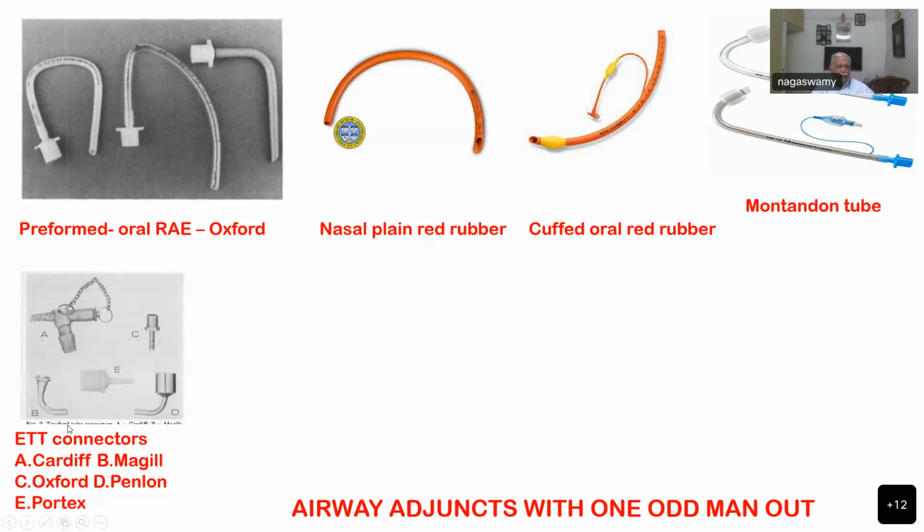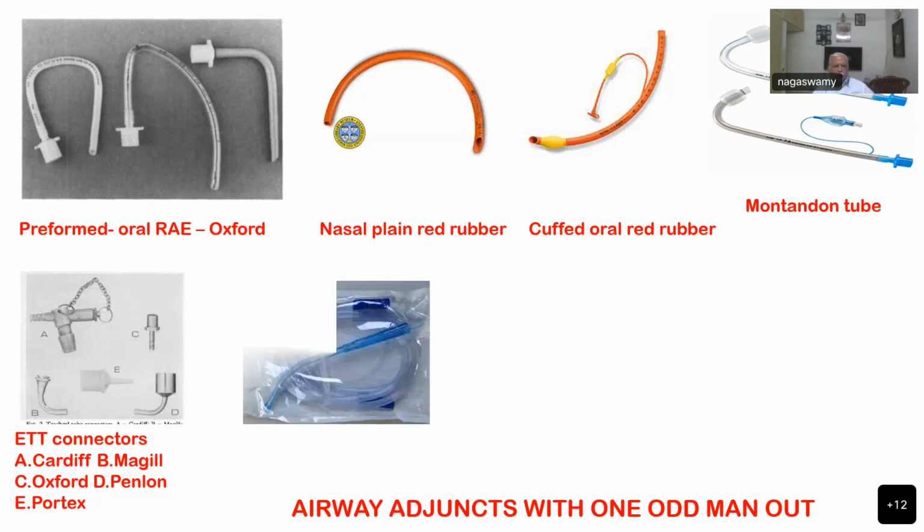Then this is the McGill connector. In those days, this was a common thing to use with the red rubber tube. There will be another adapter called the McGill connector mount. Then the C is called the Oxford connector, and the D, this bent one, is called the Penlon connector, and the E is the common Portex tube connector, which came in first as a disposable tube. This is the universal connector, which comes with all the tubes nowadays. So remember all these different types.